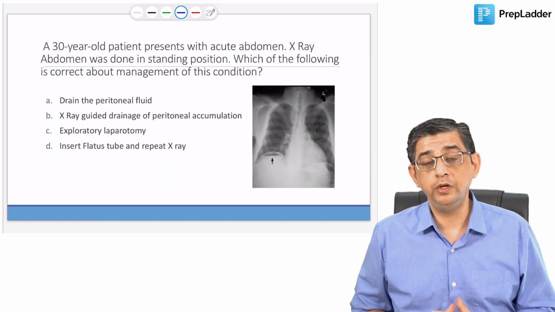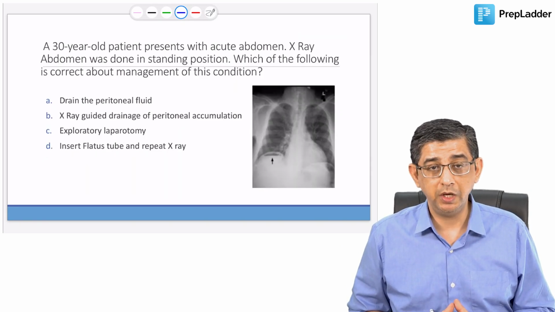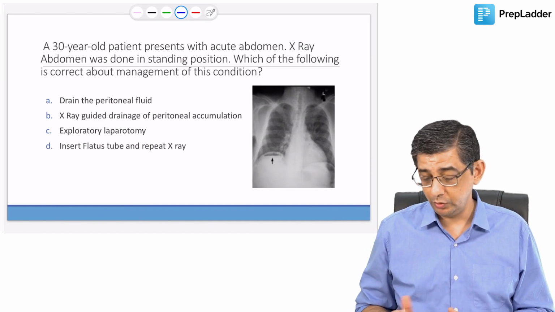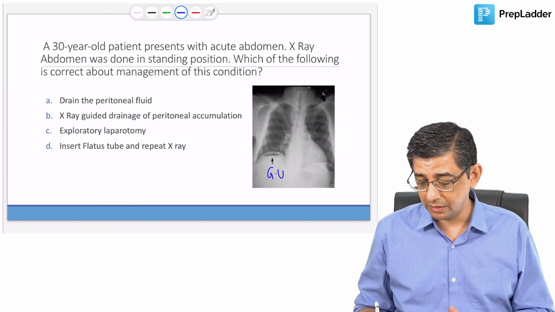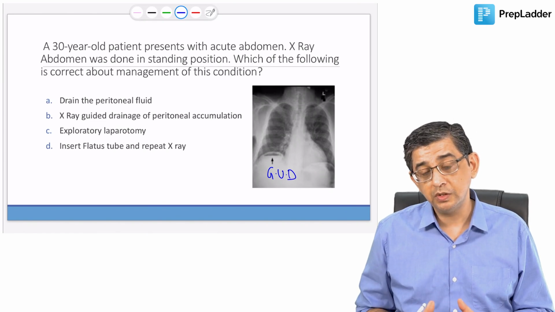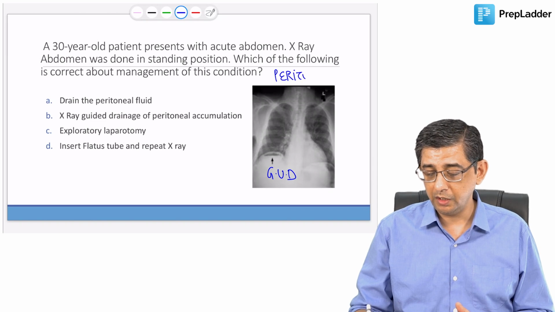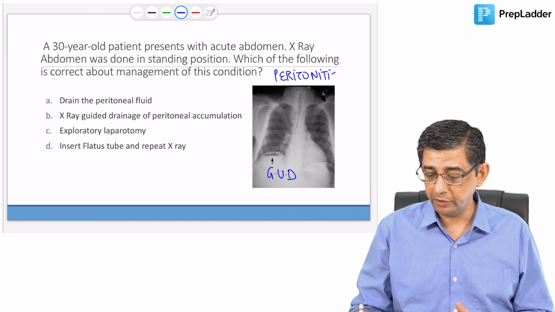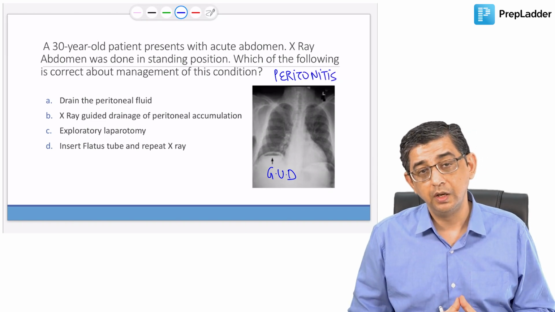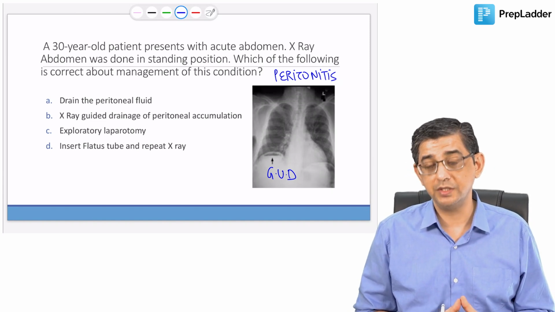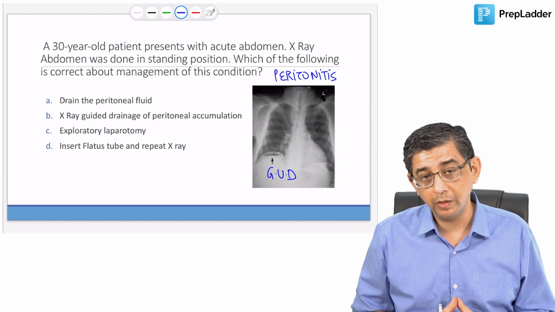The subsequent question talks about a 30-year-old patient presenting with acute abdomen. The X-ray abdomen was done in a standing position and you can definitely make out gas under the diaphragm. This tells you that this person has had a perforation peritonitis. And what do you do for a perforation peritonitis is what he has asked. Option A says drain the peritoneal fluid. Well, that's just a dummy choice, guys. In peritonitis, you need to do exploratory laparotomy.